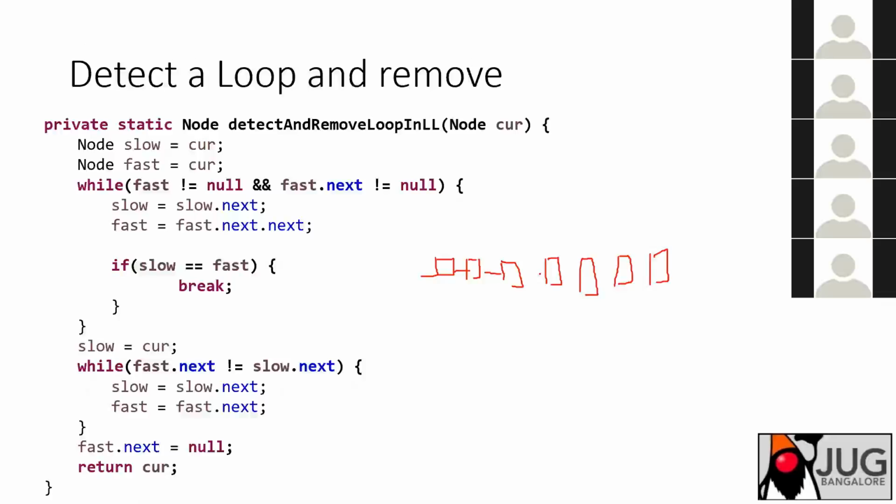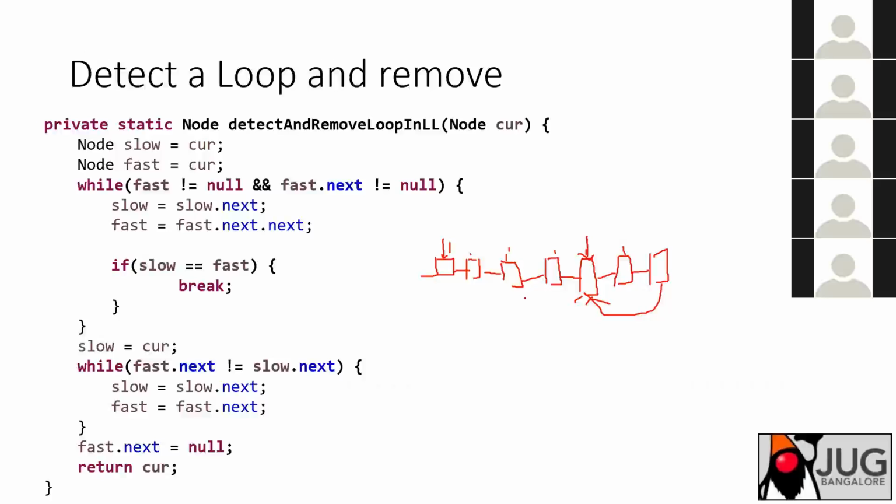Okay, the loop is between 5 and 7. So you mean to say the loop is like this, right? Yes. Okay, so you start slow and fast from here. Both are pointing here. Your slow is here, your fast is here, and so on. When your slow is here, your fast is here. Okay, so they are meeting at the same point here.